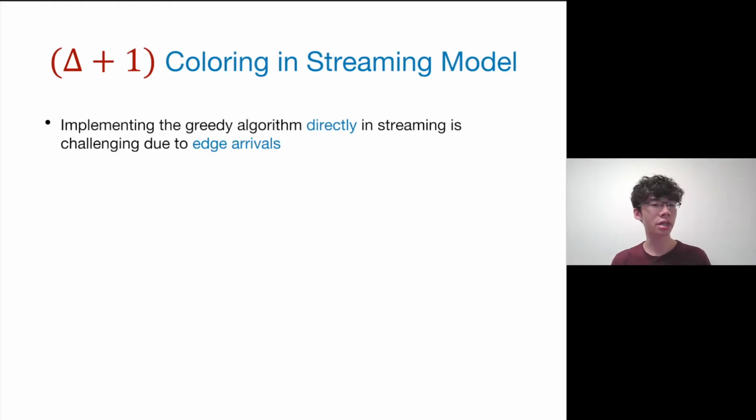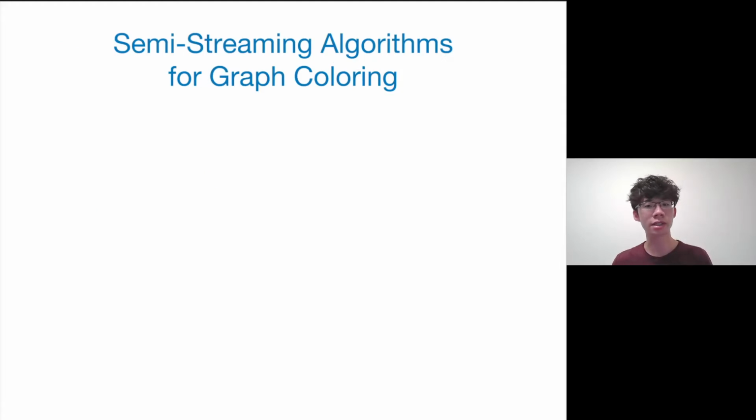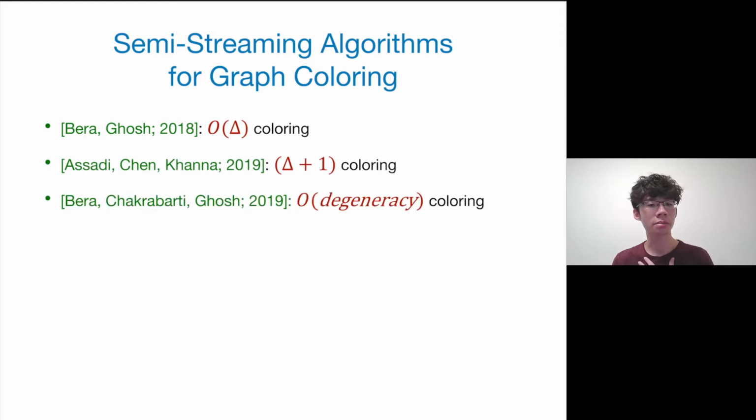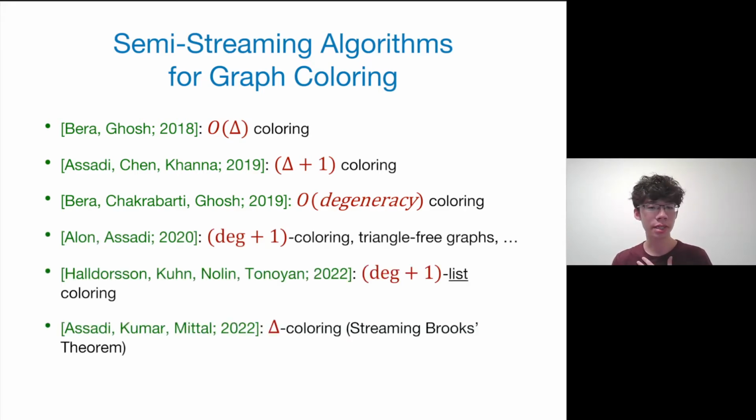However, we do know that delta plus 1 coloring has been solved in the streaming model, not by implementing the greedy algorithm, but in a different solution. In this paper a couple years ago, Assadi, Chen, and Khanna found a delta plus 1 coloring with high probability using a randomized algorithm. Similar to this, there's been a lot of work in this line. In parallel to that paper, there was another paper that made an O of delta coloring. There are also colorings based off other graph properties, like I said. The degeneracy of a graph is something a little bit stronger than delta, and there are results for triangle-free graphs, like I said. These last two results are going to be here at STOC this year as well, so look out for them.